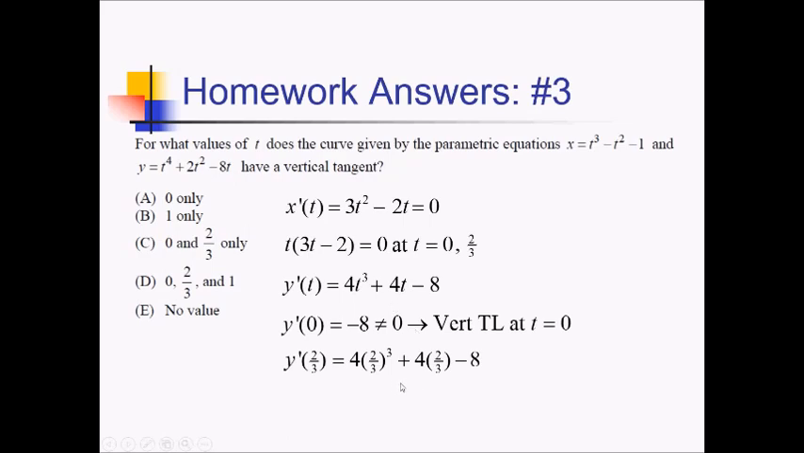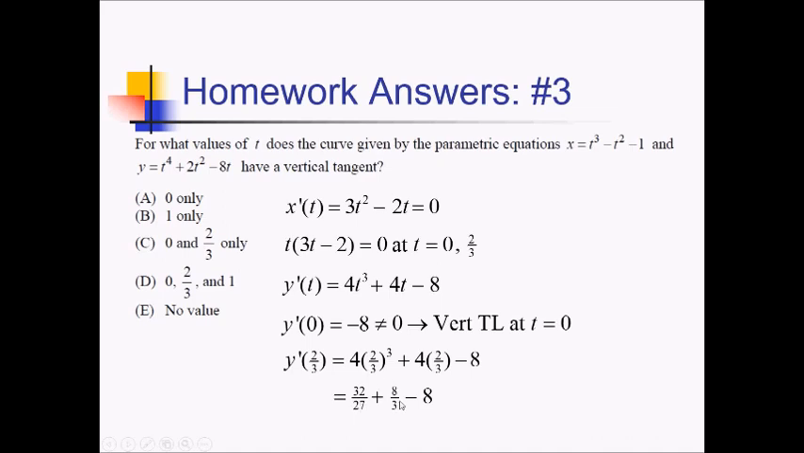And this is going to be a little bit more annoying to calculate, so let me take it term by term. This first one, cubing this fraction, I have 8/27 times 4 gives me 32/27. For this next one, 4 times 2 is 8/3, and then we're subtracting 8. So you don't actually have to calculate the exact value of all this to see that it's not going to be 0. 32/27 is a little bit more than 1.